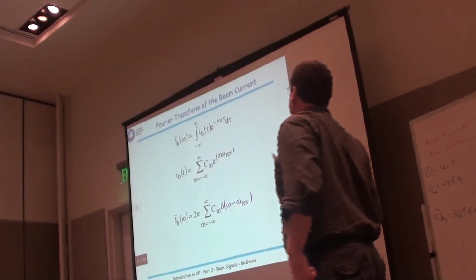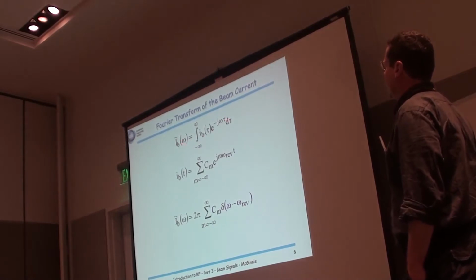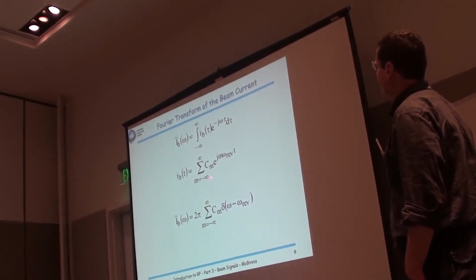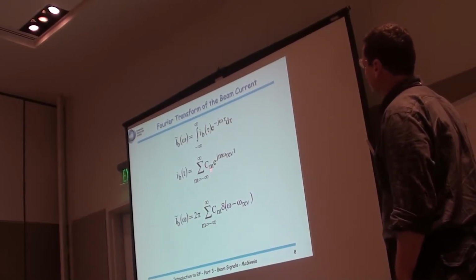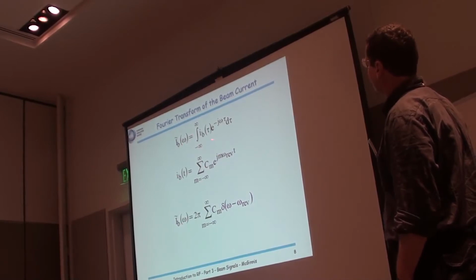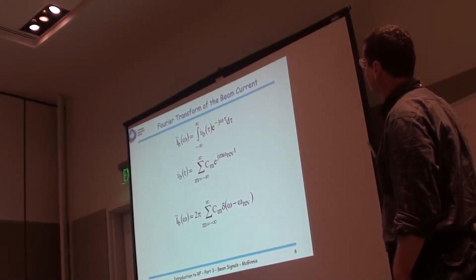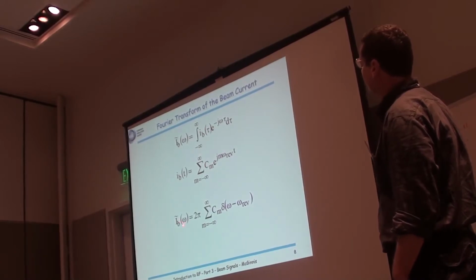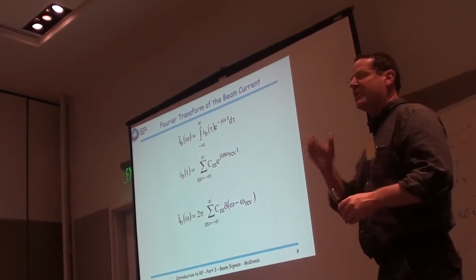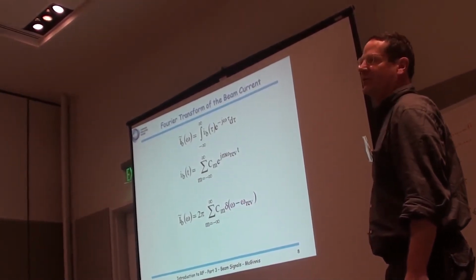Okay, so your beam current in the frequency domain is again given by this Fourier transform. If you take a look at these two, this beam current in time is this Fourier series in here, and therefore the Fourier transform of your beam current for a periodic signal is just going to be an infinite sum of frequency components.